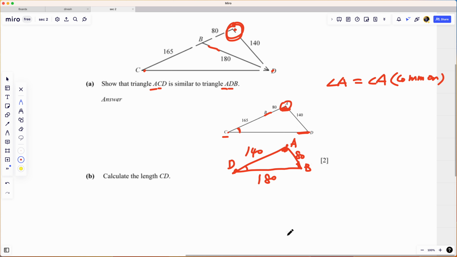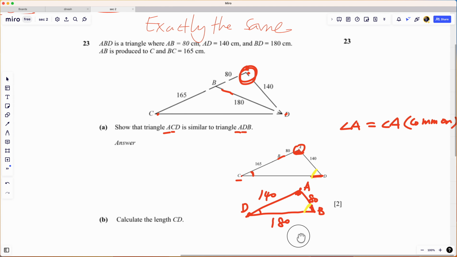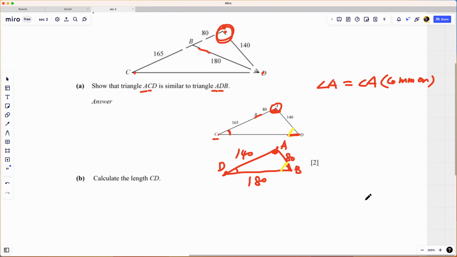Can you show that this angle and this angle is the same? Did the question say so? No. So you need one more pair of angles so that you can prove that these two are similar. But you don't have another pair of angles anymore. The yellow one cannot, and the one here also cannot.